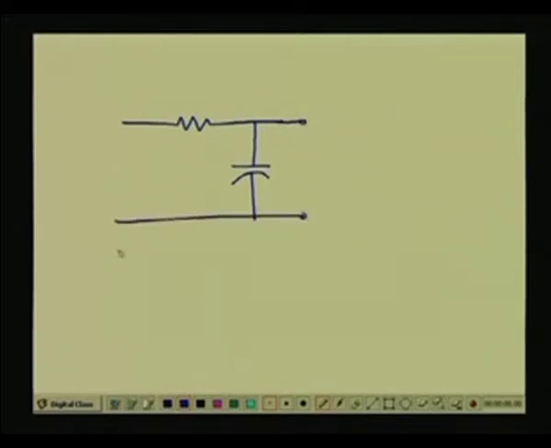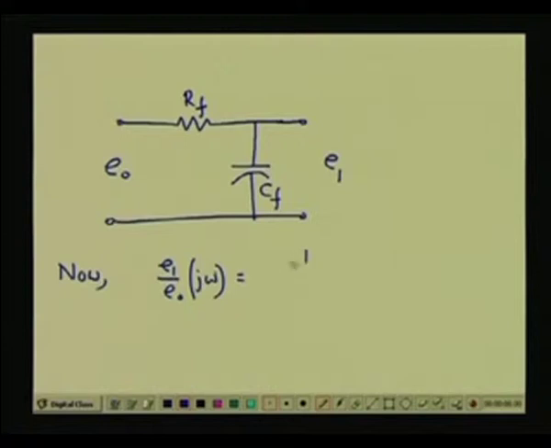This input is coming from the phase sensitive demodulator output. This output we designate as E1, this resistance is RF, and this capacitance is CF, right. Let us choose that. Now, as you know, E1 by EO of j omega will be given by 1 upon j omega RF CF plus 1.